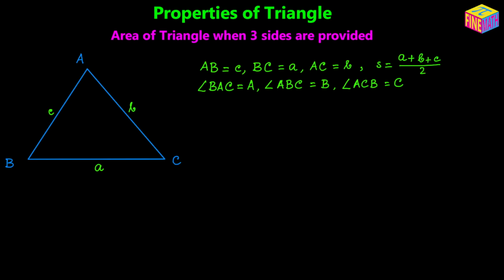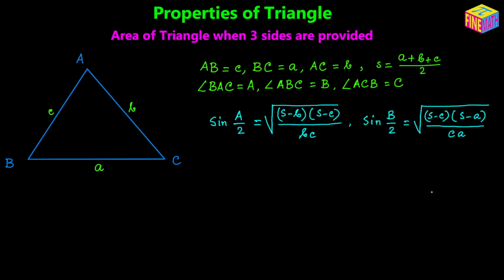In a previous video, we have seen the half angle formula using the semi-perimeter and the side lengths, and the half angle formulae are like this. Sine of A/2 is equal to the square root of (s−b)(s−c)/(bc), and similarly sine of B/2 will be equal to the square root of (s−c)(s−a)/(ca), and sine of C/2 will be equal to the square root of (s−a)(s−b)/(ab).